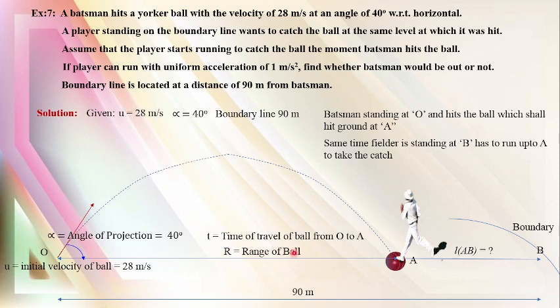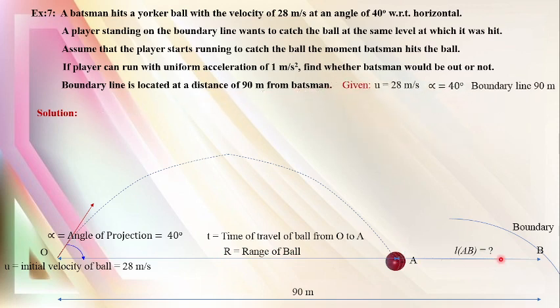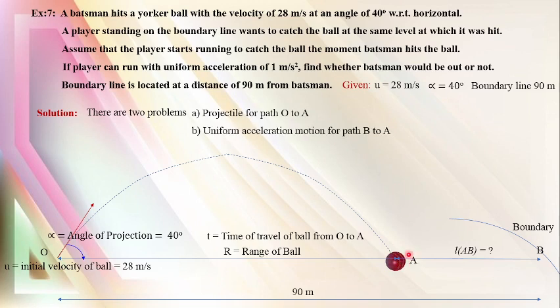When we find the range. So 90 minus range will be the length of AB. Let us see how that is to be found out. Here basically the whole problem consists of two parts. One on the side of the batsman, and the second on the side of the fielder who is trying to catch the ball in the air itself. Is it okay? So projectile path of O to A from the batsman's side, and second is uniformly accelerated motion for the path AB or BA, that is by the fielder.